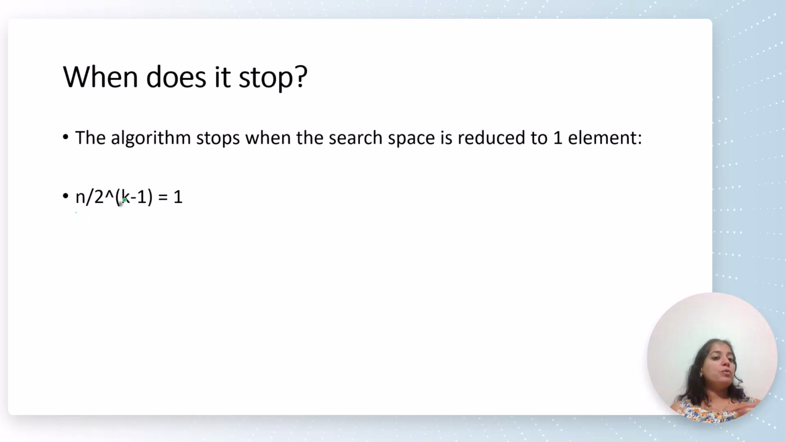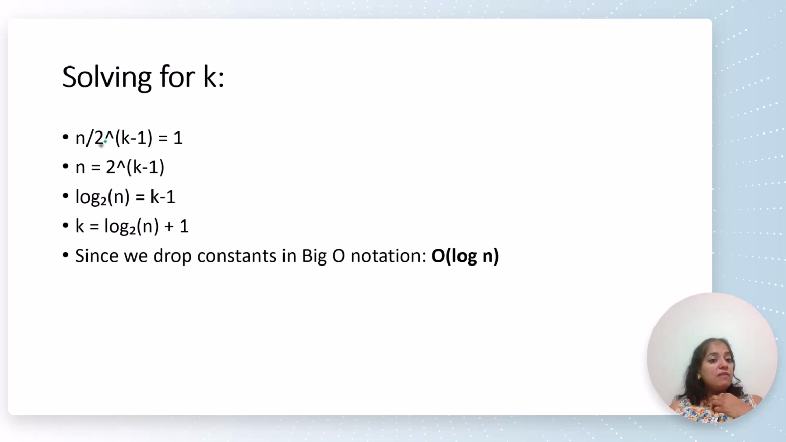That means n over 2 raised to the power k minus 1 should be equal to 1, right? That is the number of elements. So if we solve this equation mathematically, n over 2 raised to the power k minus 1 equals 1, which means n equals 2 raised to the power k minus 1. If I take the logarithm log base 2 on both sides, it becomes log n base 2 equals k minus 1, or k equals log n base 2 plus 1. Since 1 is a constant, we are going to drop it. So it becomes k equals log n base 2. So the big O notation is log n.